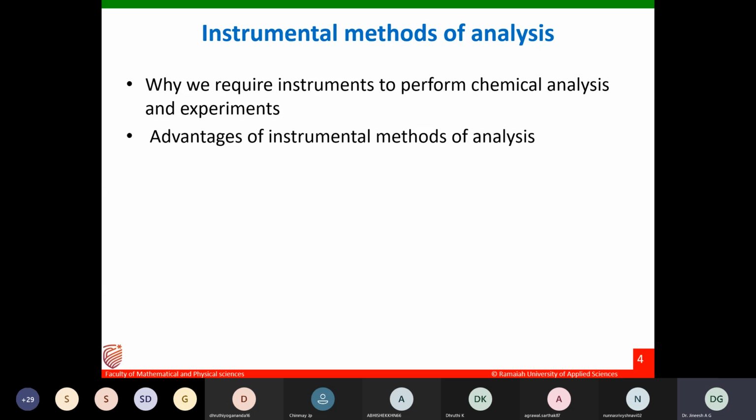Why are we using instrumental methods for chemical analysis? Why can't we directly do volumetry or gravimetry or complexometry without the help of instruments? There are some issues associated with the conventional chemical analysis techniques such as volumetry or gravimetry.